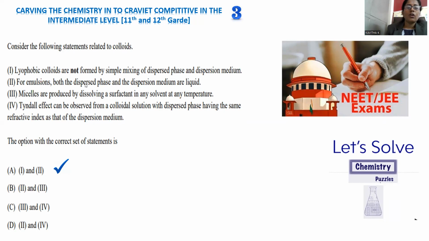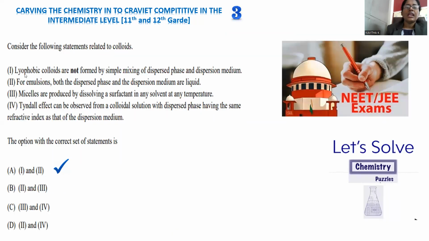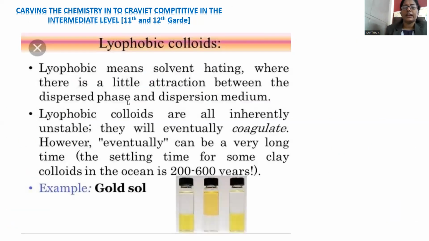Among all, only 1 and 2 are correct. We have to identify why 1 and 2. For that purpose, let's go one by one. Lyophobic colloids. Colloids can be classified into two types, lyophobic and lyophilic colloids, based on the affinity towards the solvent molecules. If they are readily soluble in the solvent, those are called lyophilic in nature. If they are hating the solvent, those are called lyophobic in nature. Solvent-hating colloids are said to be lyophobic, where there is little interaction with the solvent molecule.